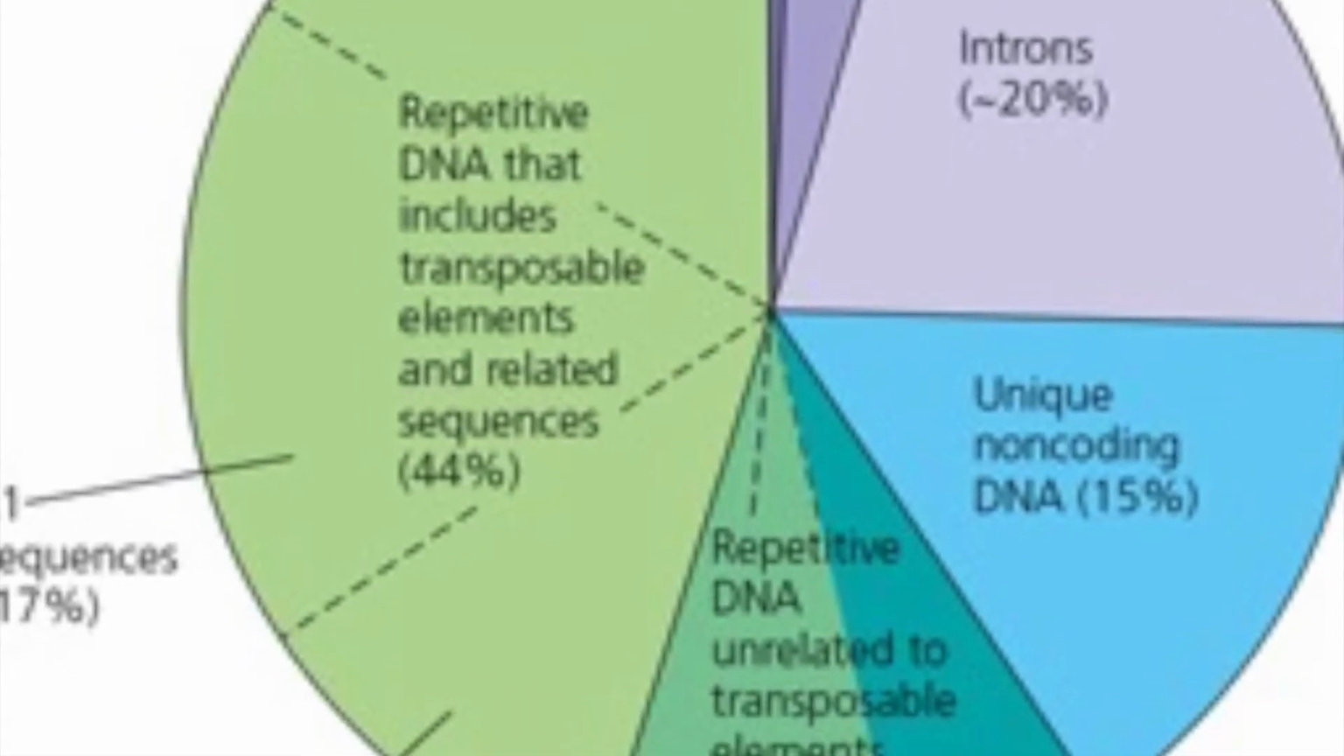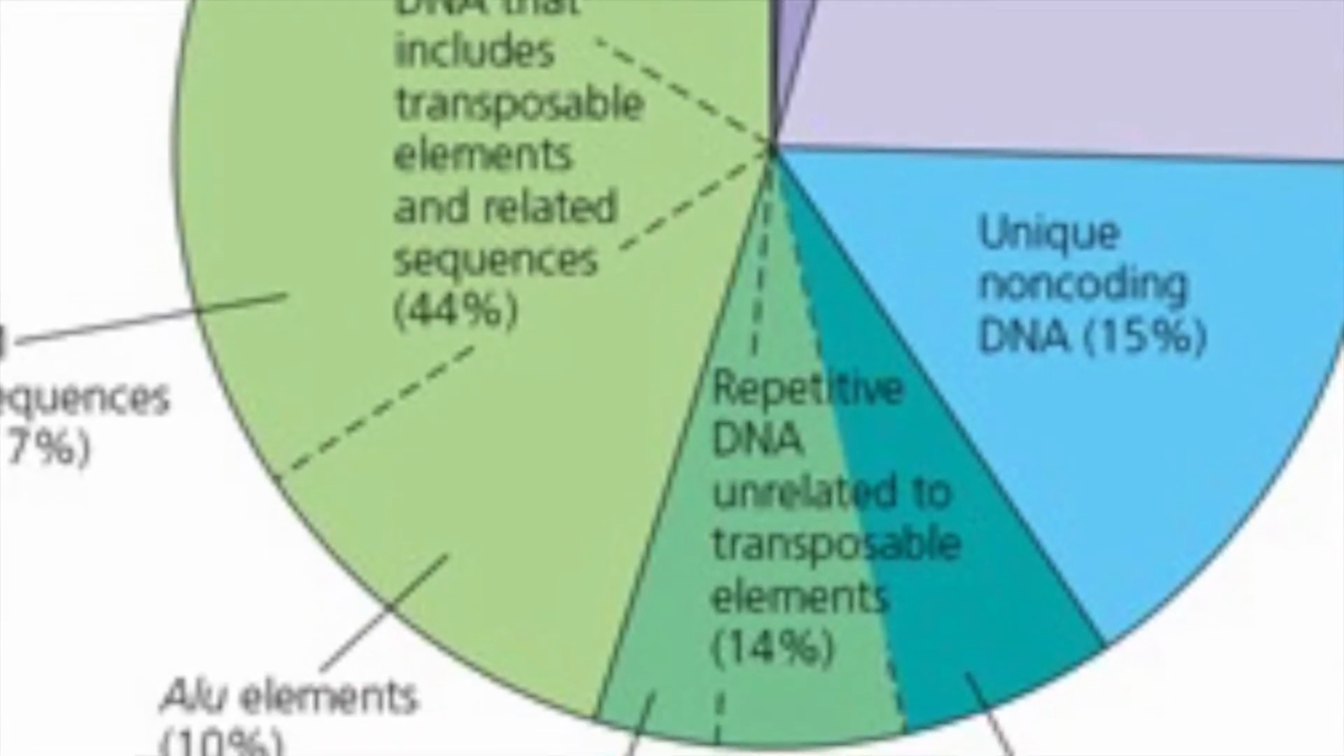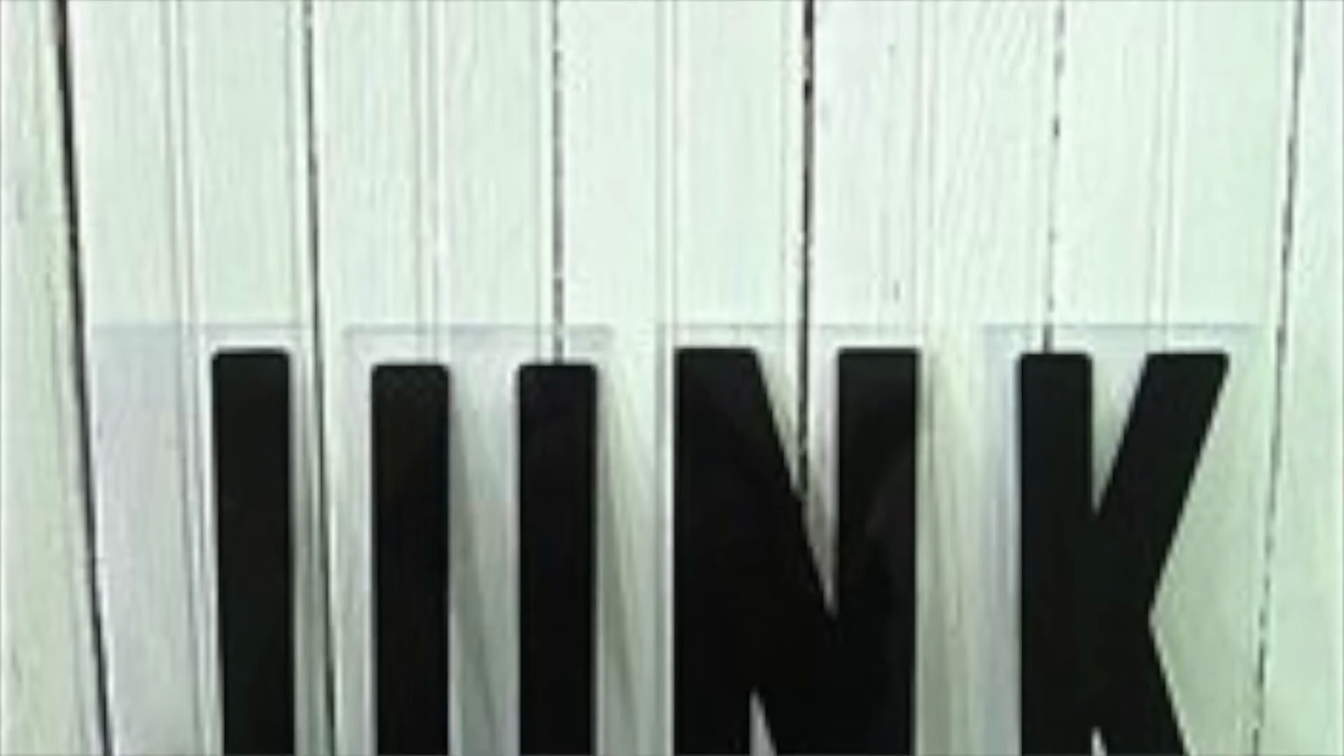Pseudogenes make up the non-coding portion. They formerly functioned as genes, but are no longer activated in the transcription process as a result of a mutation and are now junk DNA.